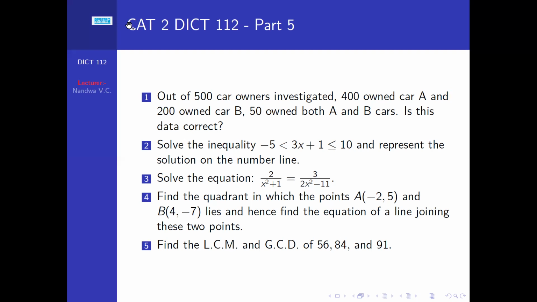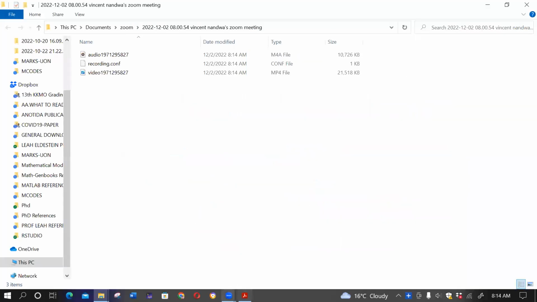The first question is interesting. It is testing whether you understand the concept of cardinality of sets, especially the union of two sets. So let's check how to solve the question.